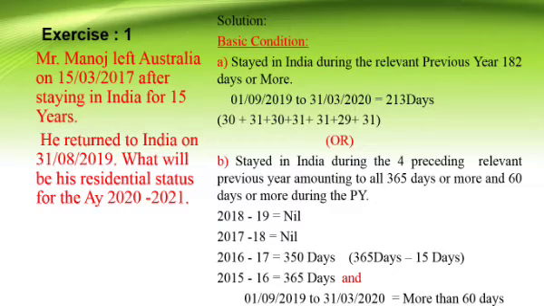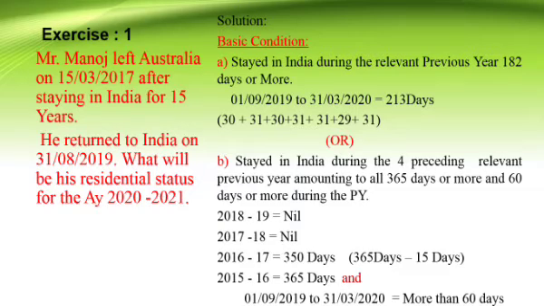Manoj is an individual. He left after staying 15 years, so we have to clearly understand that for the past 15 years he had stayed in India. Then he came to India on 31st August 2019, which falls in our previous year. Our previous year started from 1st April 2019 to 31st March 2020. During that period Mr. Manoj came to India, on 31st August 2019. Based on that only, we are going to find out the residential status.